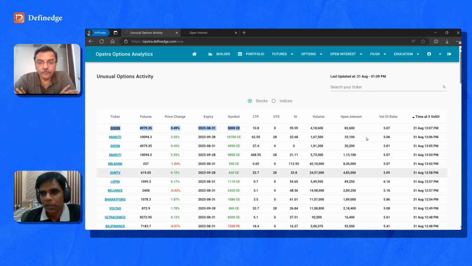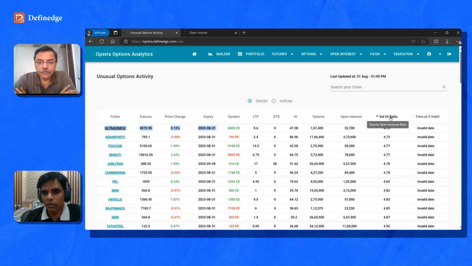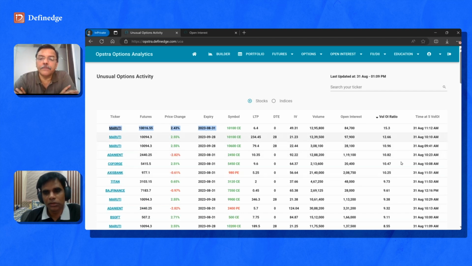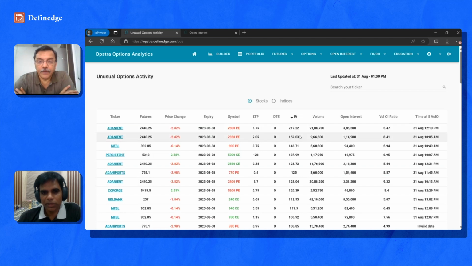Now let me do this. Which are the columns on the basis of which it can be sorted? The ratio, the time. Can it be sorted on IV? IV, yes, also IV. Look at the Adani. It's so huge. So I think it's sortable on pretty much expiry and DTE, IV, volume, open interest, volume over OI ratio, and time.